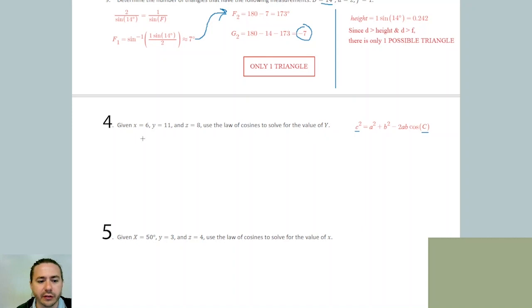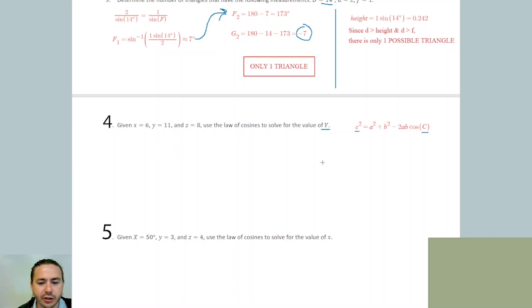So for instance, in this case, we've got a triangle that's XYZ, and we're going to use the law of cosines to solve for the value of capital Y, which is going to be the angle Y. So in other words, since we're trying to solve for angle Y here, we're going to put angle Y here and side Y here, and these two will be the other two sides, like X and Z. So we do want to modify this to match the triangle that we have.